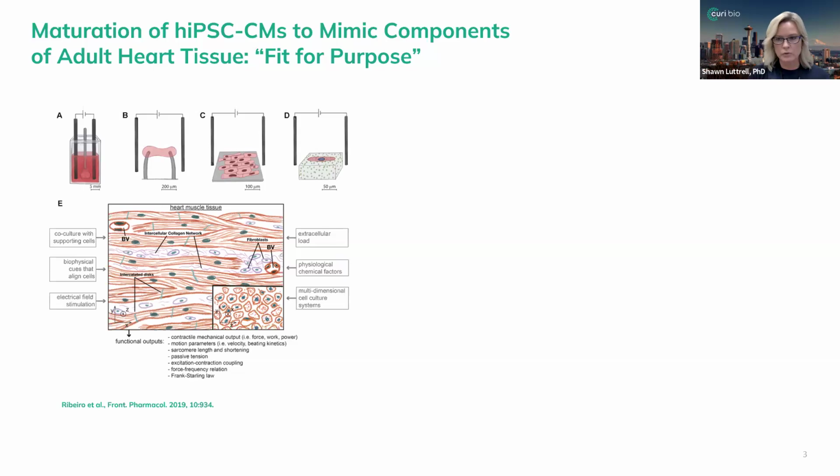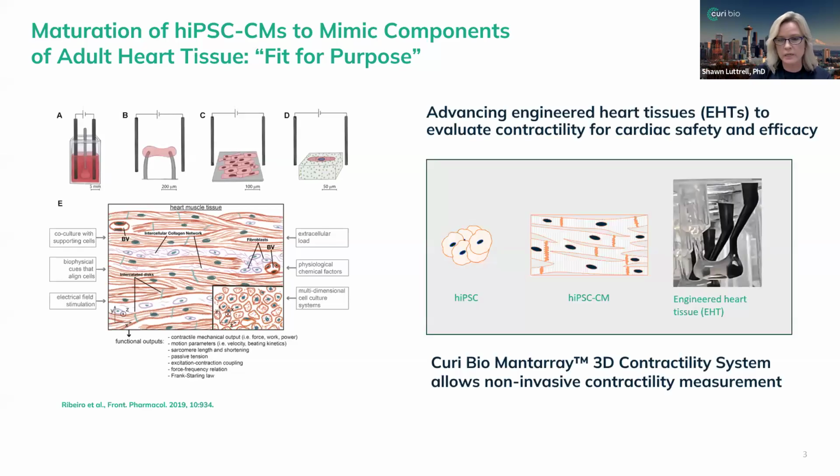So many of these maturation strategies are not easily achievable in traditional platforms. And that's really what motivated us to work on developing our advanced engineered heart tissue platform. So this could allow us to integrate complex maturation factors while ensuring reproducibility across tissues. And so the mini heart tissues and Mantarray combine multiple maturation cues to improve functional outcome for disease modeling and therapeutic testing.